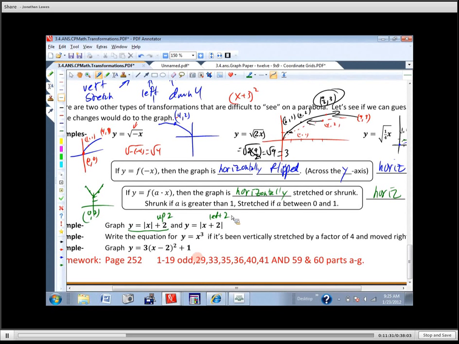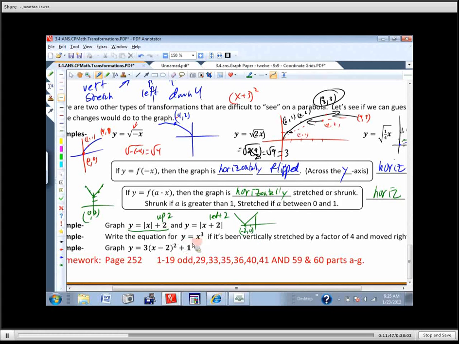This is going to move it to the left, so we're going to take that same shape and go 1, 2, like this. Okay? And you could label those points, right? The vertex here would be -2, 0. Is that all right? Okay, let's look at the next one.